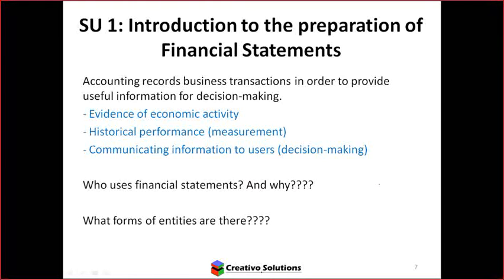Okay, so the introduction. We spoke about accounting and what does it do. It records the business transactions in order to provide useful information for decision making. Decision making is key, and we need to look at the past in order to make a decision going forward. And that's why there's evidence of economic activity. So from an exam point of view, the evidence of economic activity will normally be a trial balance. Because you're not looking at recording transactions. All of that has been done for you.